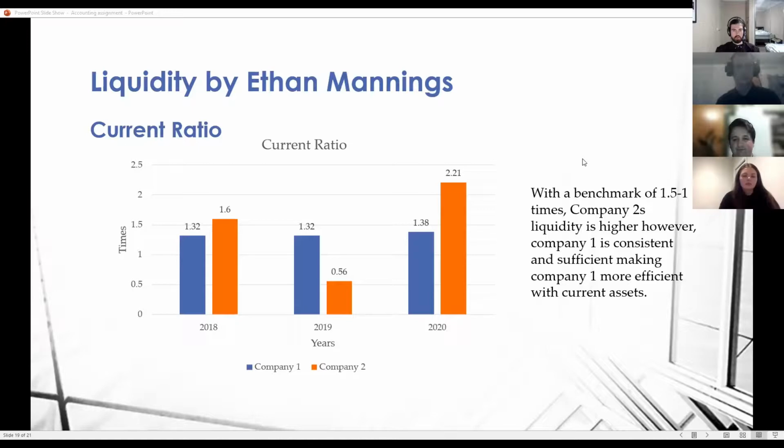The current ratio's benchmark is 1.5 to 1, and as we see here, company one has good liquidity and has remained consistent throughout the years with slight growth in 2020, indicating efficient use of current assets. Company 2 has been very inconsistent, and in 2020 they are too liquid, resulting in a misuse of current assets.